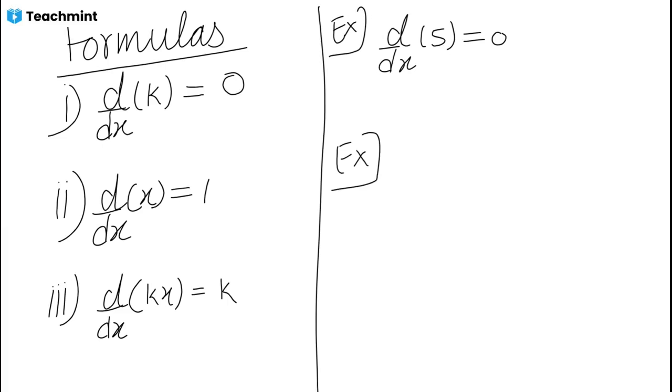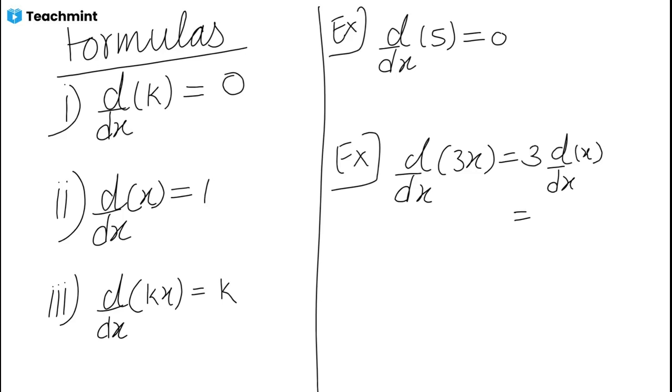For example, how will we get this k? Let's find the derivative of 3x. So 3 we write outside, and then we find the derivative of x. The derivative of x is 1. So obviously we'll get 3 into 1, which is 3, and this is the value of k, the constant. That is why we get k when we have k into x. Got it now?